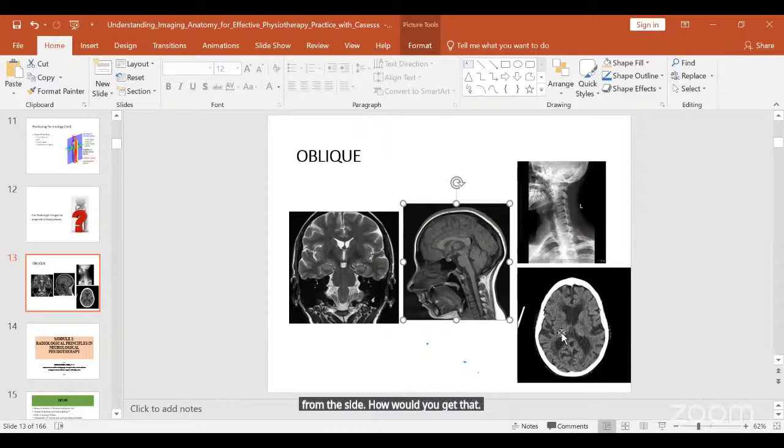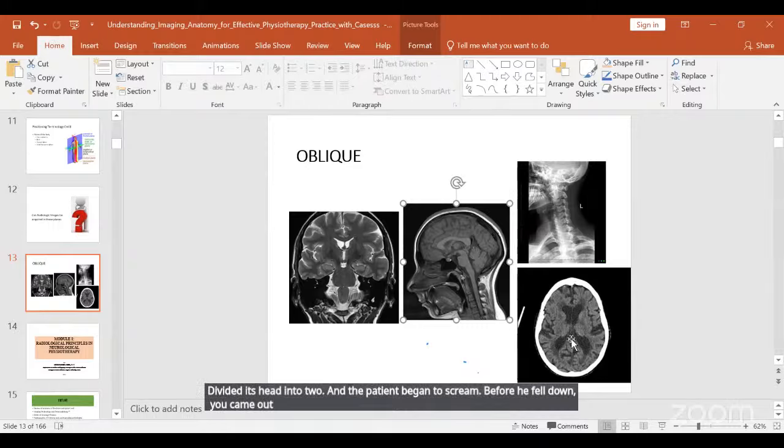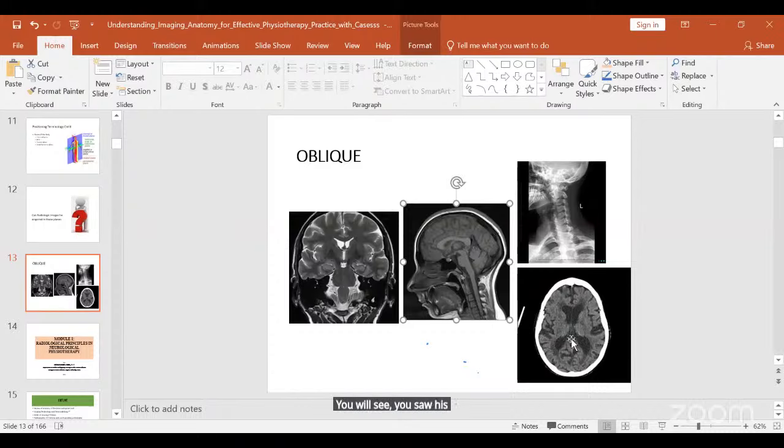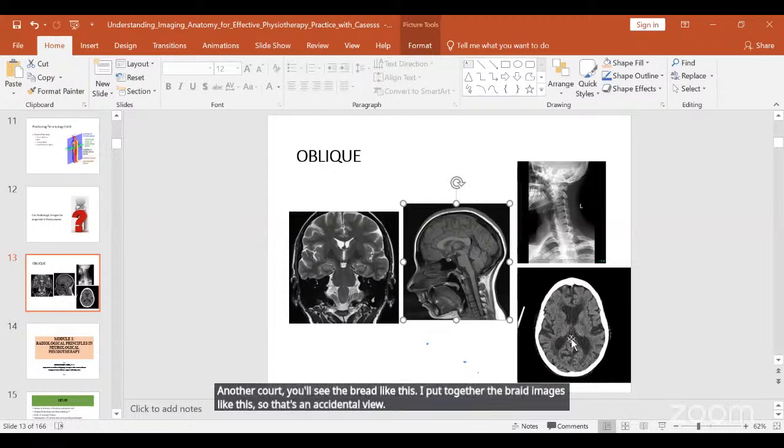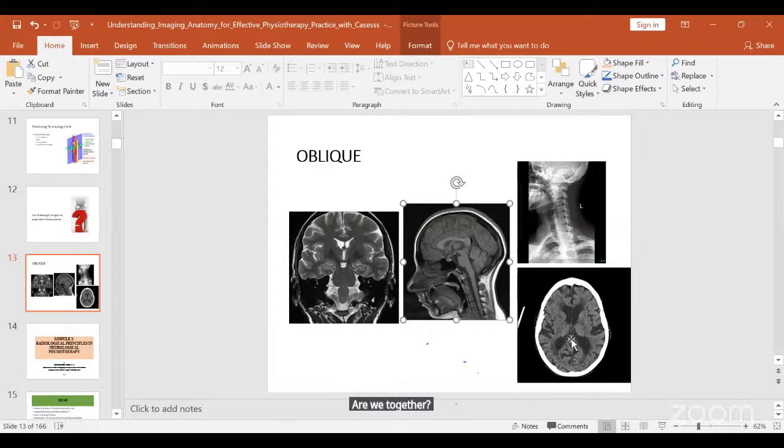This one is as if you are upstairs, on floor 1, the patient is downstairs, and somebody just came and divided his head into 2. And the patient began to scream. Before he fell down, you came out and peeped. You saw his brain like this. Another cut, you'll see the brain like this. Are we together? The brain image is like this. So that's an axial view. Are we together? Yes, sir.